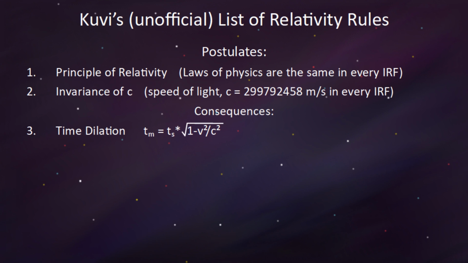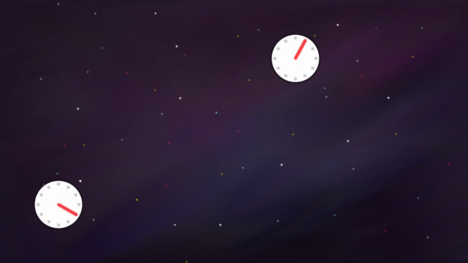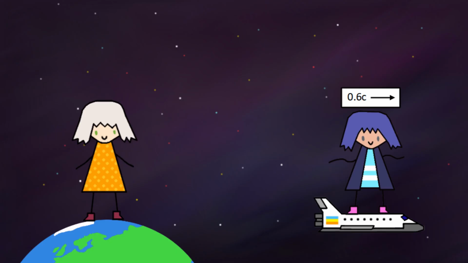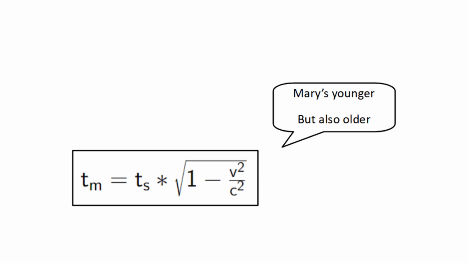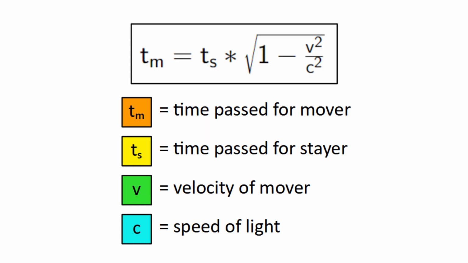In the last video, we saw how the second postulate of relativity, invariance of C, leads to a phenomenon called time dilation, in which time passes slower when you move faster. We also derived an equation for it, but when we applied it to an example, it led to an apparent contradiction. The issue comes from the other postulate of relativity called the principle of relativity. It tells you that the laws of physics are the same in any inertial reference frame. This means that all physics equations should hold true, and this includes the time dilation equation.